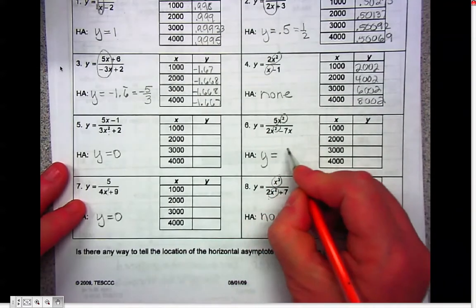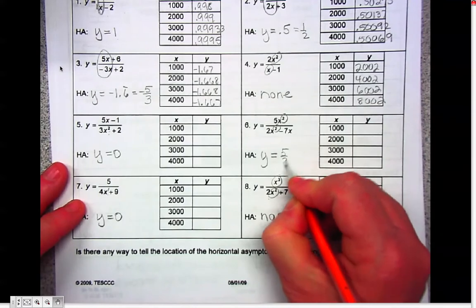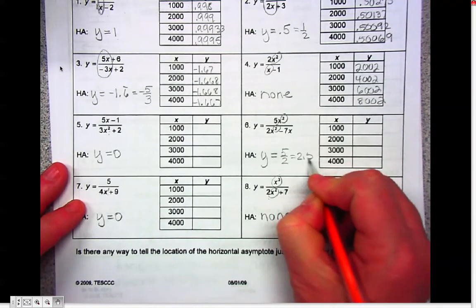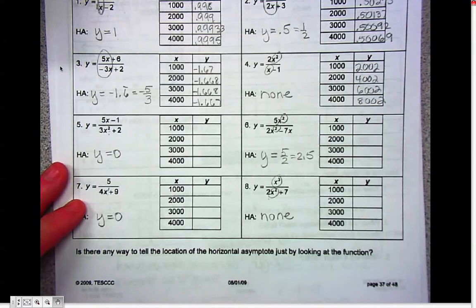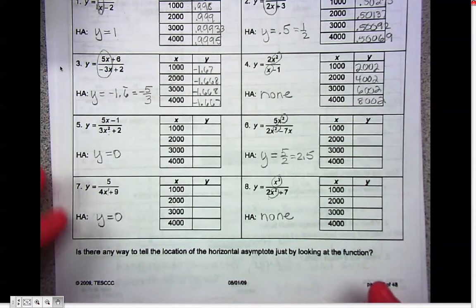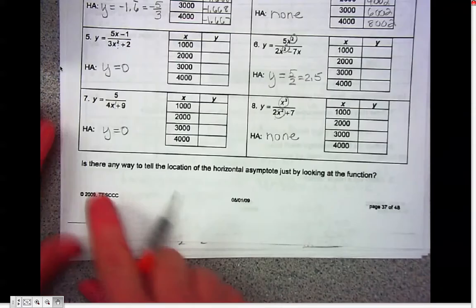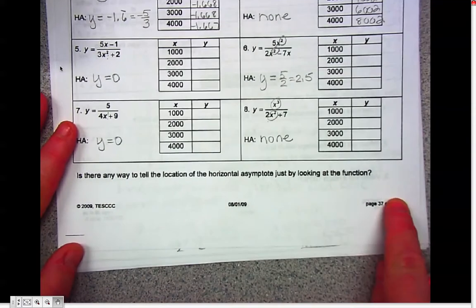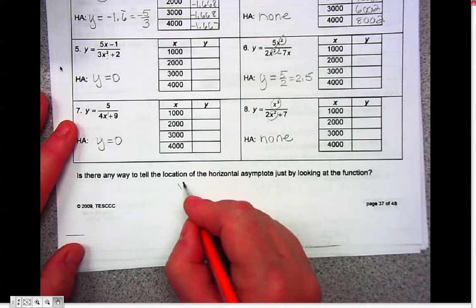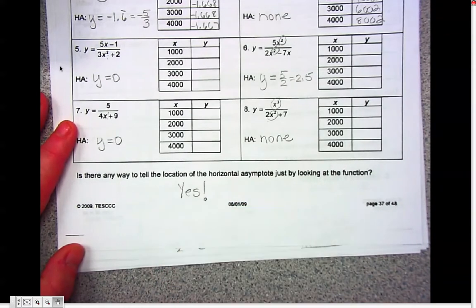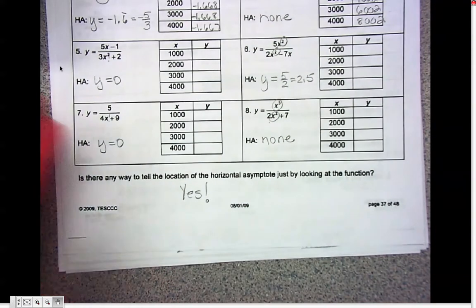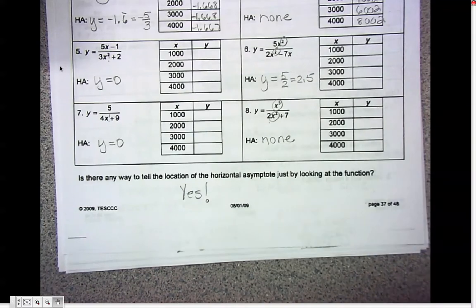And you got y equals what? 5 over 2, which is 2.5. Okay, so what we're discovering there is a pattern here. And it says, is there any way to tell the location of the horizontal asymptote just by looking at the functions? Yes, there is. We don't have to look at the tables to find a horizontal asymptote.